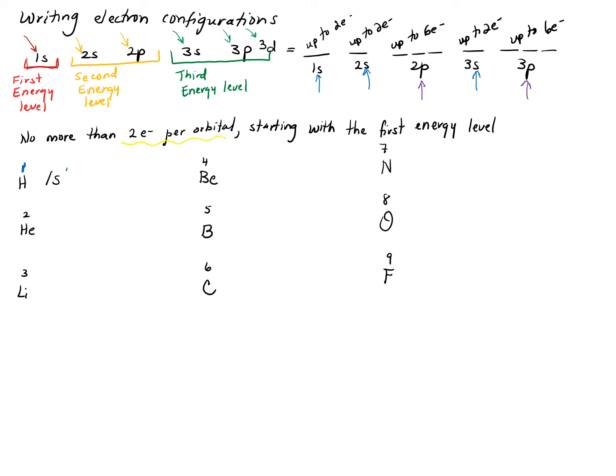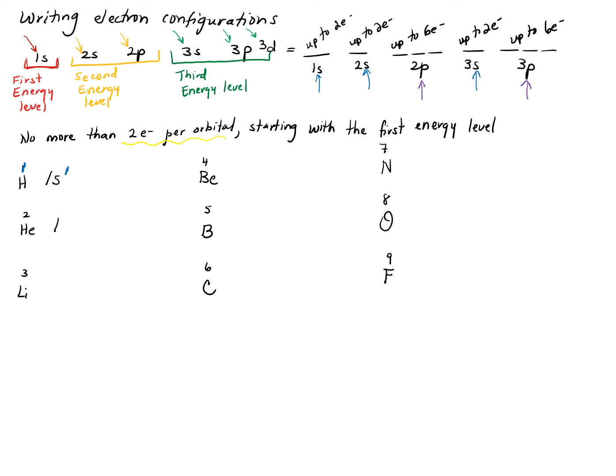So we need to put 1 electron in that s orbital. So what you have for hydrogen is an electron configuration that is 1s1. Now we move to the second element in the periodic table, which is helium. Starting at the first energy level, again, that's 1.